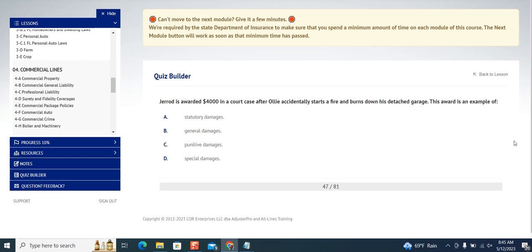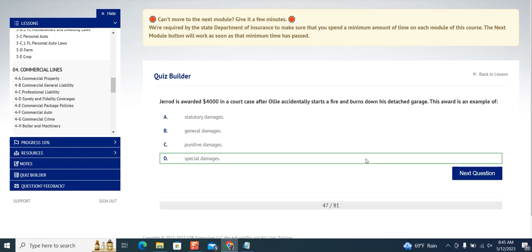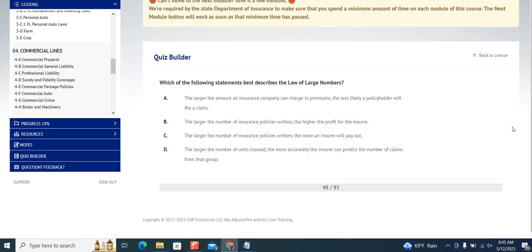Special damages. What did she burn down, a detached garage? Is that like tangible? Okay, this is the guessing game. Unless you know the definitions of the words, the reason why I picked D is because the detached garage is like a tangible item, and in order to get special damages, it's got to be tangible, something like that.